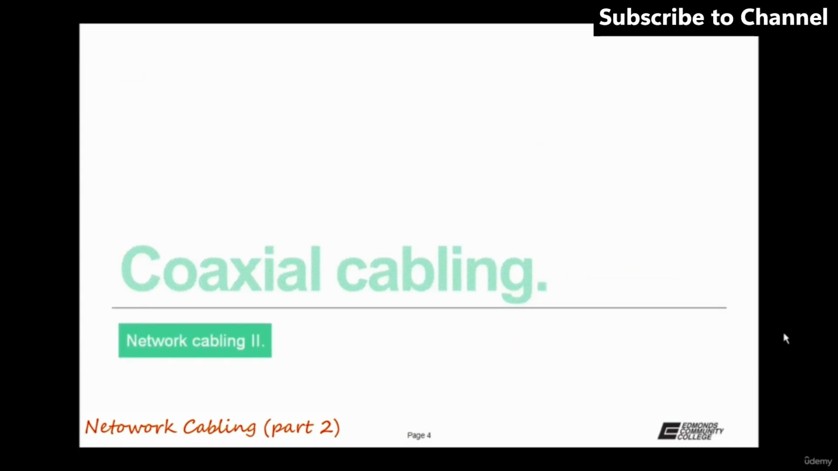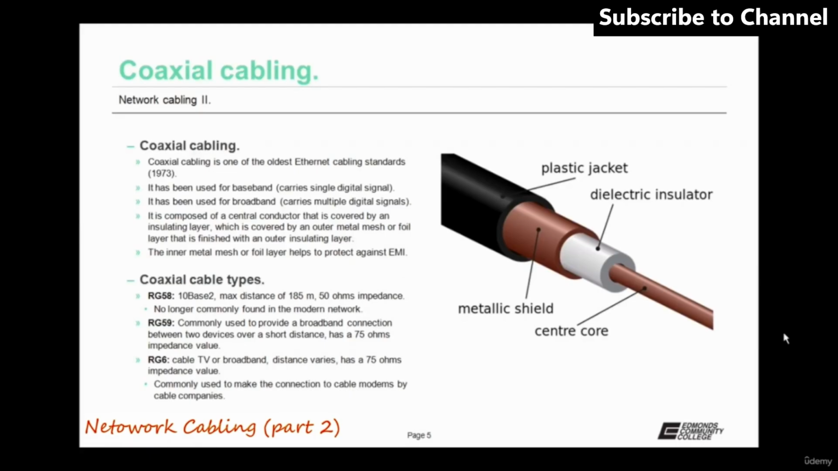And of course, we're going to begin by talking about coaxial cabling. Coaxial, or coax, cabling is one of the oldest Ethernet standards for network cabling. It was standardized in 1973. It's been used for baseband, carries just a single digital signal, and it has been used for broadband, carrying multiple digital signals. It is composed of a central conductor that is covered by an insulating layer, which is covered by an outer mesh or foil layer, which is then finished off with an outer insulating layer.